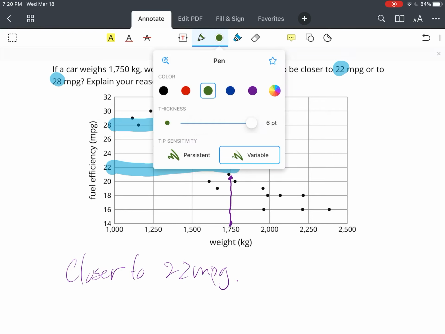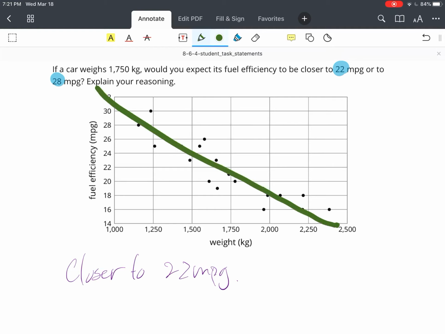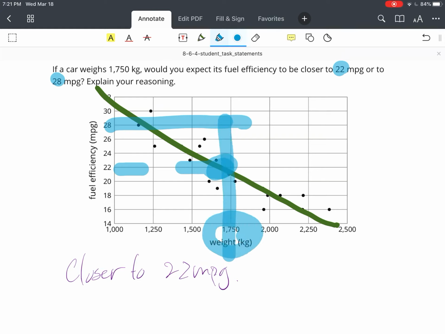Let me show you why. Remember, you're trying to, or actually, let me just delete all of this. I can erase highlighter. If we erase all of that, you're trying to create a line that represents this data. Watch this. Okay? That's the line. And it makes sense that it's a lot closer to 22 than it is to 28. Especially if it weighs 1750. Okay?